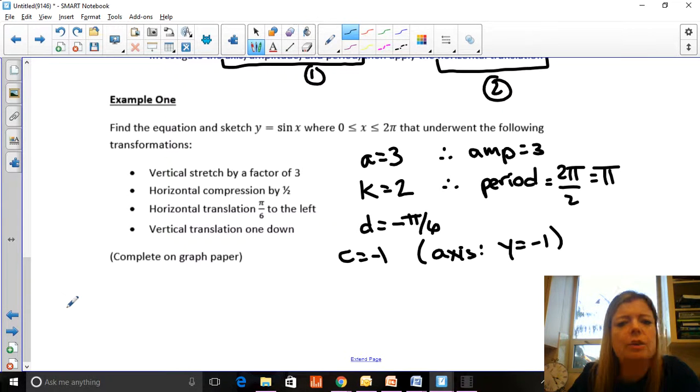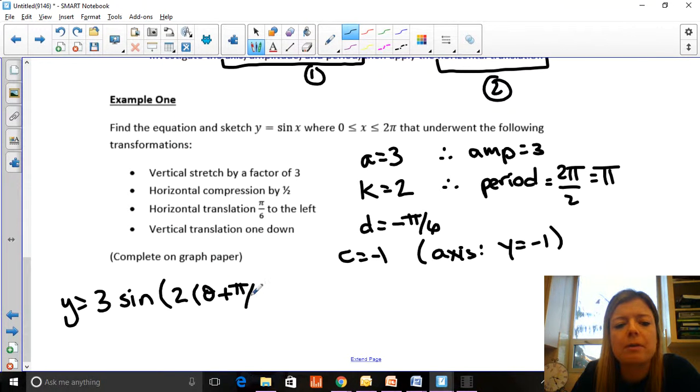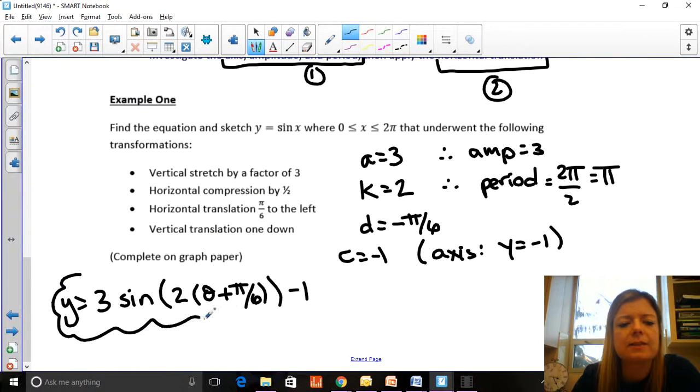Okay, so then our equation can be written like this. y equals A, 3, sine, bracket, K, 2, and then we have to show our D factored out, so theta plus pi over 6, remember, because it's negative and negative, so that becomes a plus, and then we subtract 1. So this is the function that we are going to graph.